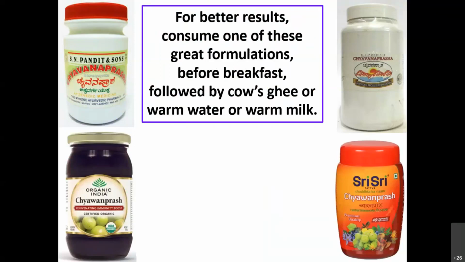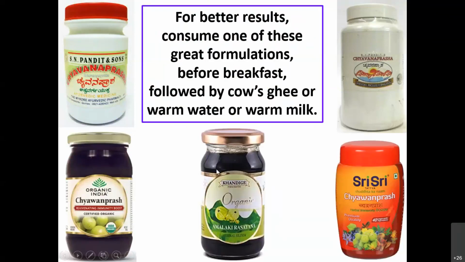You can go for either SN Pandit Chyavanprasha or BV Pandit Chyavanprasha. Both are really excellent. Or you can also go for Organic India Chyavanprasha or Sri Sri Chyavanprasha. Or you can also go for this Khandige Organic Amalaki Rasayana.